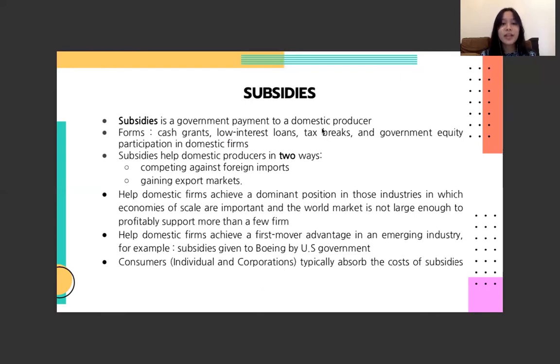It makes Boeing achieve a first-mover advantage in the aerospace industry until now. If first-mover advantage is achieved, further gains to the domestic economy arise from the employment and the tax revenues that a major global company can generate. However, government subsidies must be paid for, typically by taxing individuals and corporations. That's why consumers typically absorb the cost of subsidies.